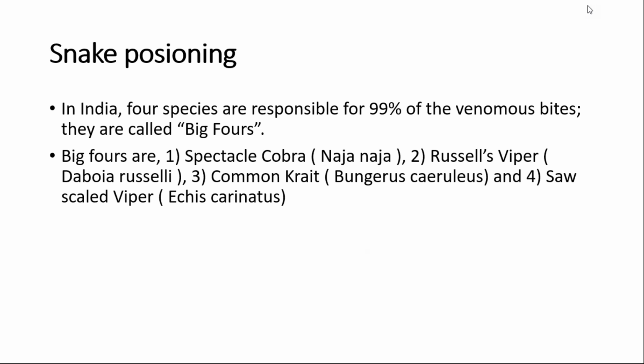Now coming to the last topic, snake poisoning. In India, 4 species are responsible for 99% of venomous bites. They are called the big four. They are the spectacled cobra, Russell's viper, common krait, and saw-scaled viper.